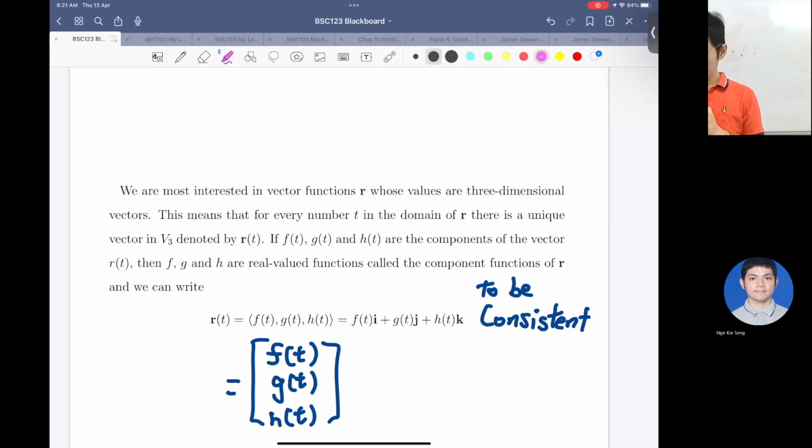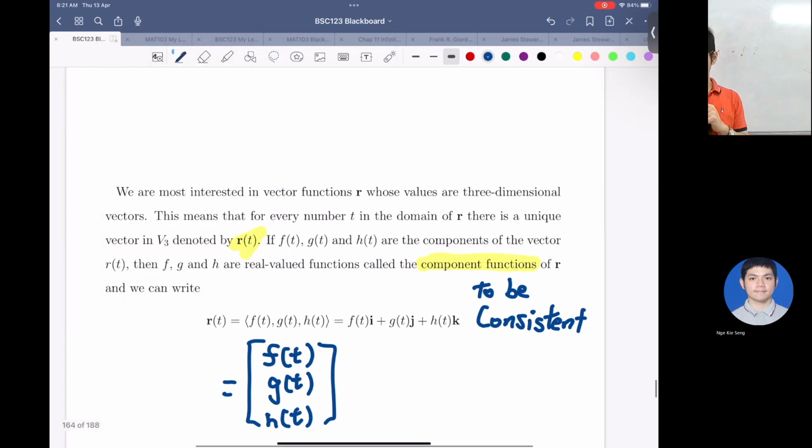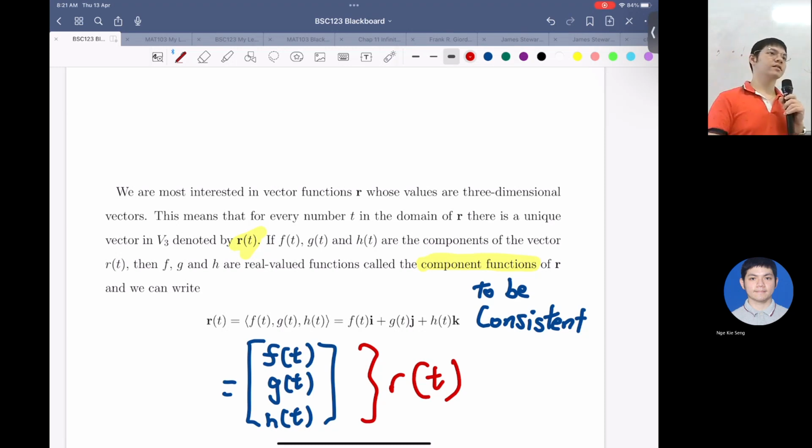So what's the key point here? We got component functions for r(t). There are a lot of things we need to talk about, so we summarize the whole thing as one name. We call this big vector r(t). It's a convenient way to talk about f(t), g(t), h(t). So whenever I talk about r(t), you should imagine a vector function, the one that you gave. Is it clear? It's just a name. It's nothing special.